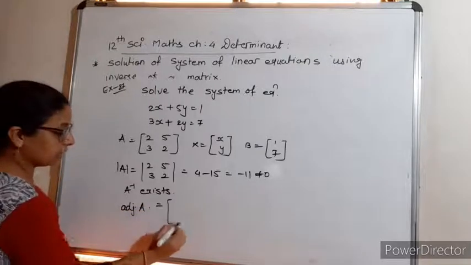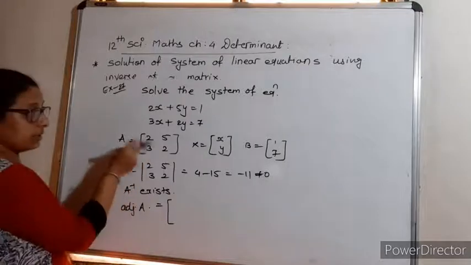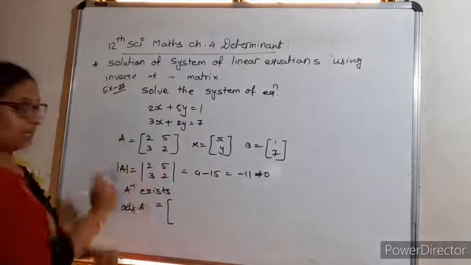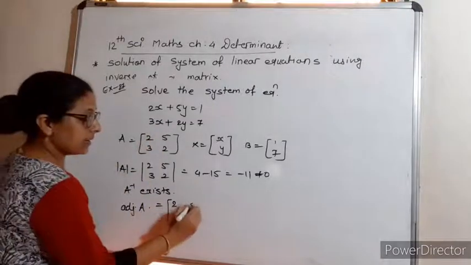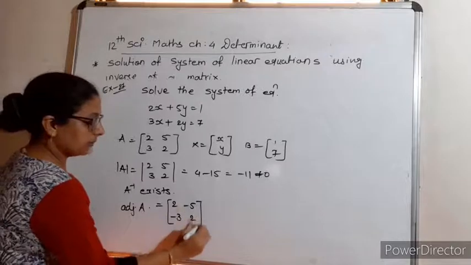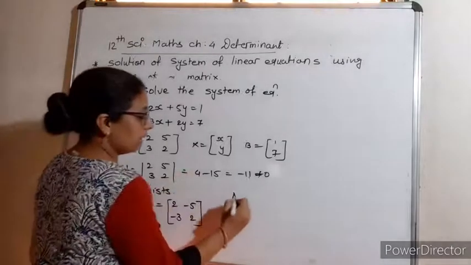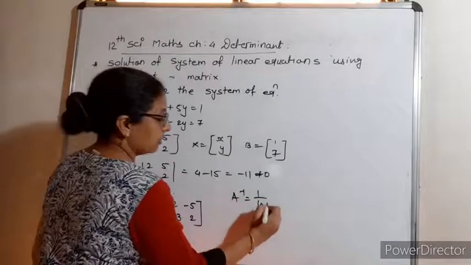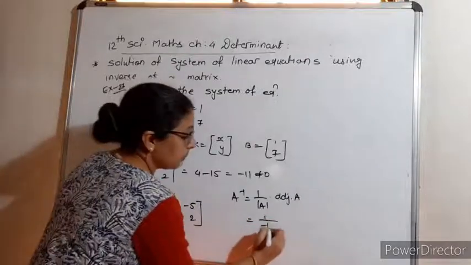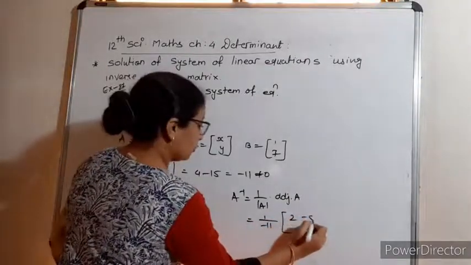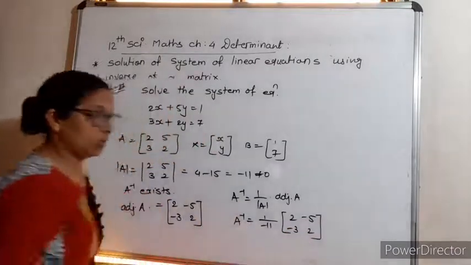Now, we will find the adjoint of A. We know how to write the adjoint directly, right? Here, interchange the places of the 2s, but both are 2, so it remains the same. Here you just change the sign, that is minus 5, minus 3. This is our adjoint. Now we will write A inverse is equal to 1 upon determinant into adjoint of A. So 1 upon minus 11, 2, minus 5, minus 3, 2. That is our A inverse.